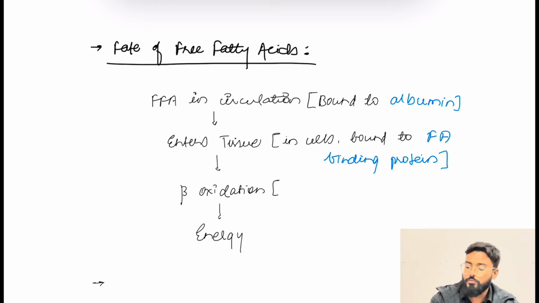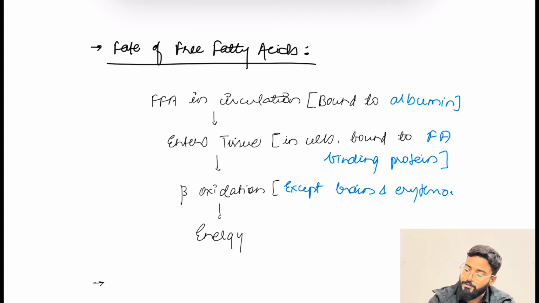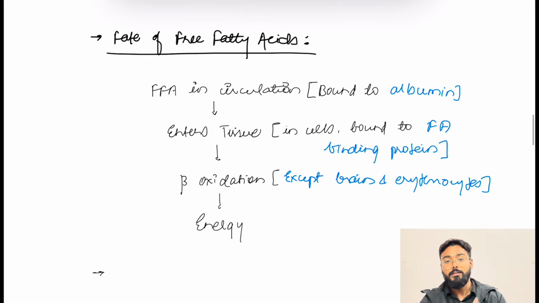In cells it is bound to fatty acid binding protein, and whenever it reaches the cells, then there occurs the beta oxidation of these fatty acids. So in which types of cell does beta oxidation occur? It occurs in all types of cells except brain and erythrocytes. And further, the process of beta oxidation is going to lead to formation of energy.